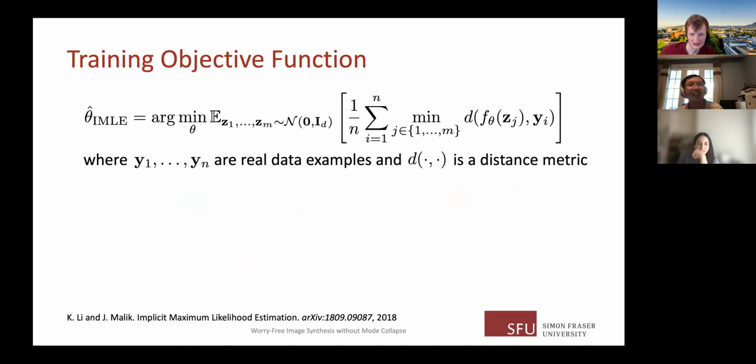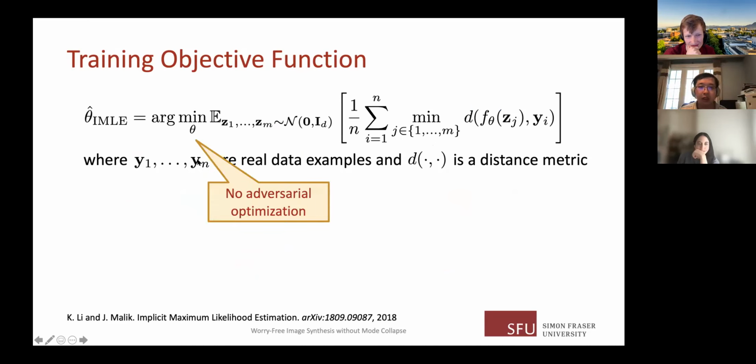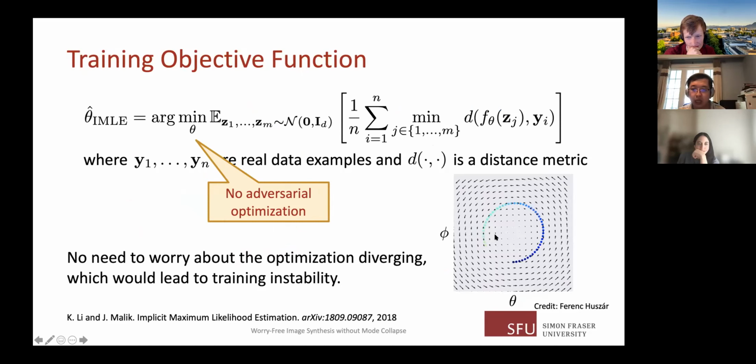Okay, so here's the actual objective that we use. I'm not going to bother you with the details, but the important thing to note here is that there's no adversarial optimization. It's a min and a min, so there's no minimax. That means we don't have to worry about the optimization diverging.